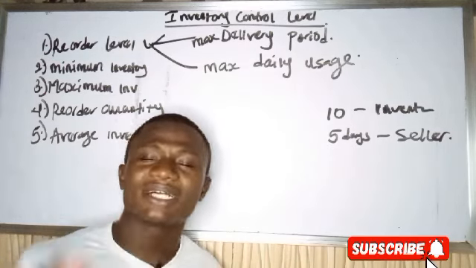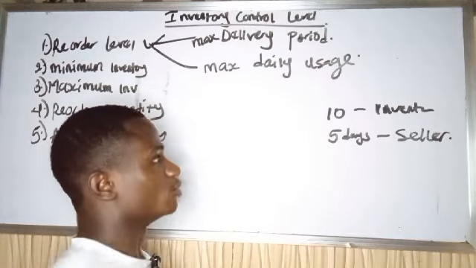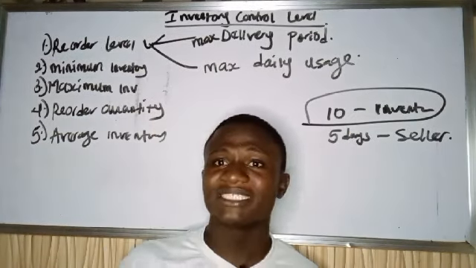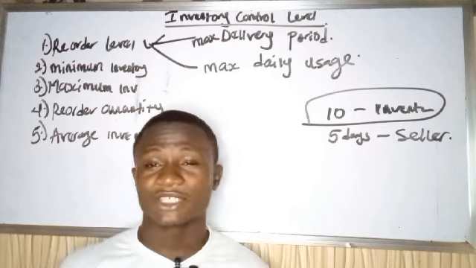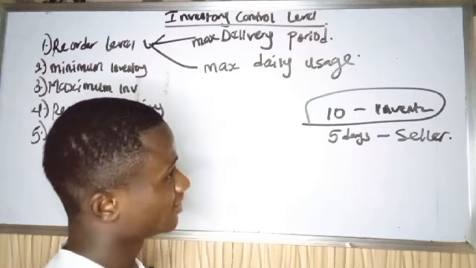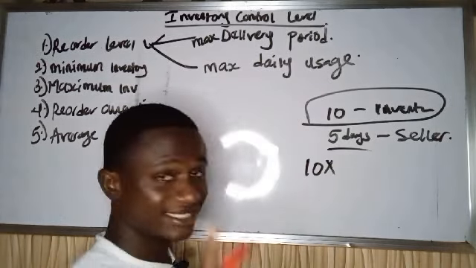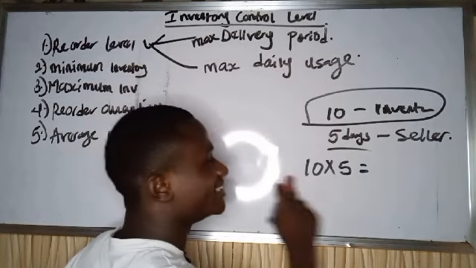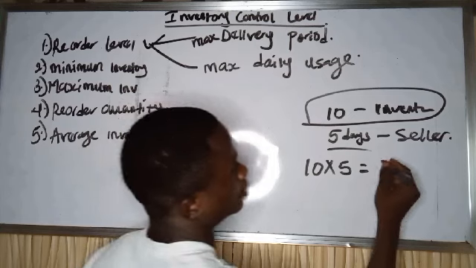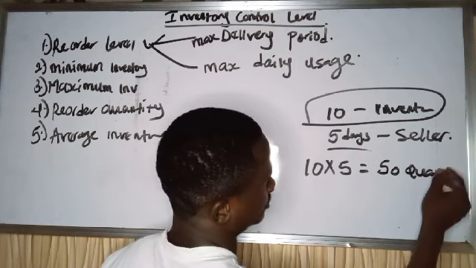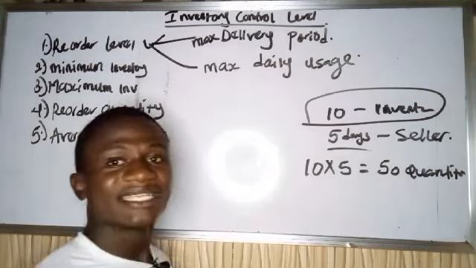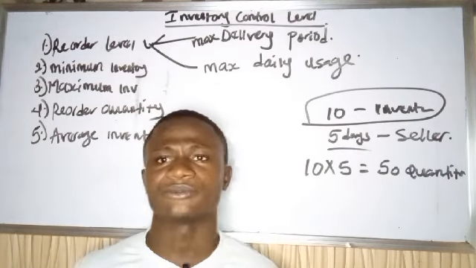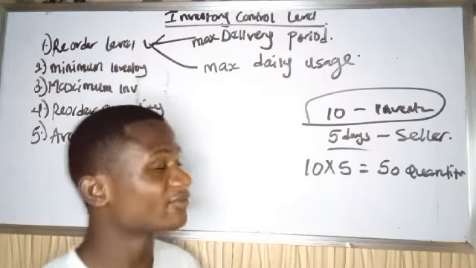You will say, what is the maximum inventory you use every day? We already said that our maximum inventory we use every day is 10, times how many days it is going to take our supplier to deliver, the maximum number of days, 5 days. So 10 in a day that I'm using times 5 days. So you agree with me that my reorder level should be 50 quantities. So my inventory must get to 50 before I can say I want to order another one. So that leads us to the formula for reorder level.